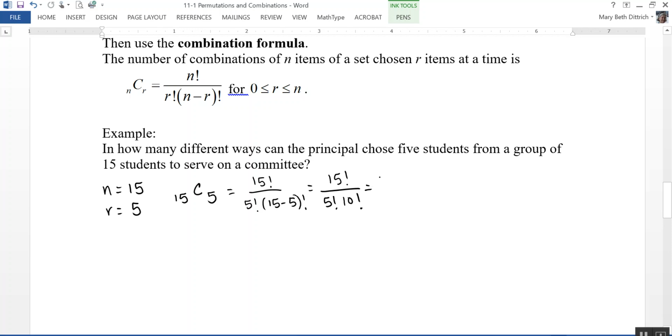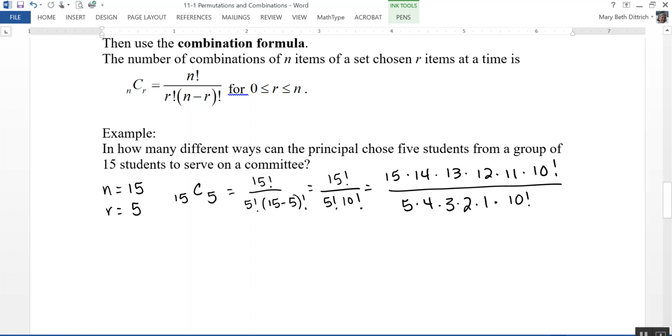So I'm going to take my 15 factorial on top, and I'm going to write it out as 15 times 14 times 13 and so on, and I'm going to stop at whatever is my largest one on the bottom. So this is 15 times 14 times 13 times 12 times 11 times 10 factorial. Because I know I'm going to have that 10 factorial on the bottom, and that's going to cancel out. But I also have to do a 5 times 4 times 3 times 2 times 1 for my 5 factorial. Now my 10 factorials cancel out, and this is going to give me, what did that come out to be?